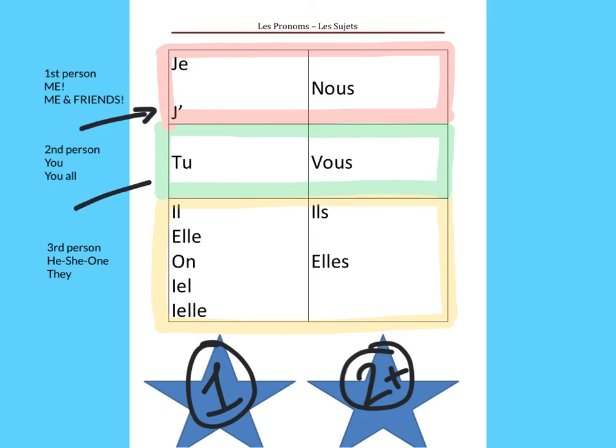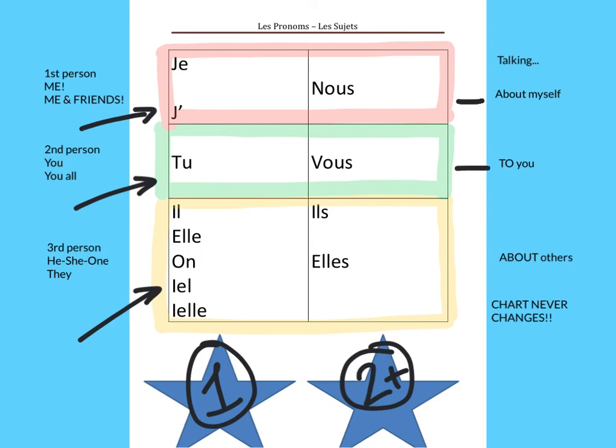Tu and vous are counted as second person. So you and you plus friends. Il, elle, on, iel, and iels, as well as ils and elles, are third person. So he, she, and one, plus the non-binary pronouns, and they over here. You may also find it helpful to think about this pink column in terms of these are talking about myself. The green ones are talking to you. And the yellow is talking about others.